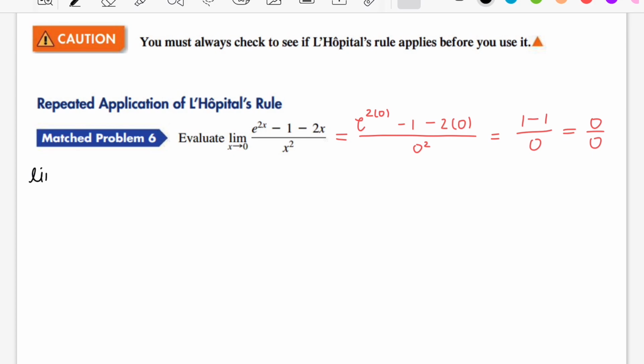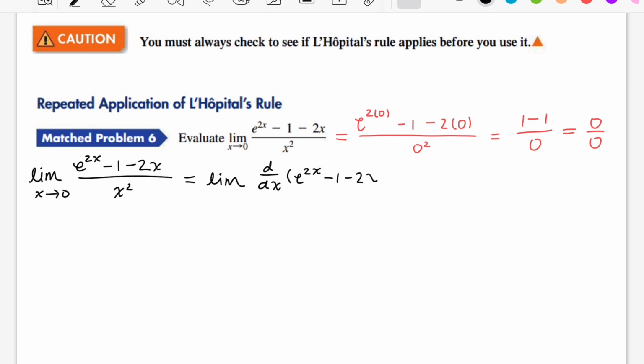So we want to evaluate this limit as x goes to 0. Using L'Hopital's rule, we'll take the derivative of the function in our numerator and our denominator separately.